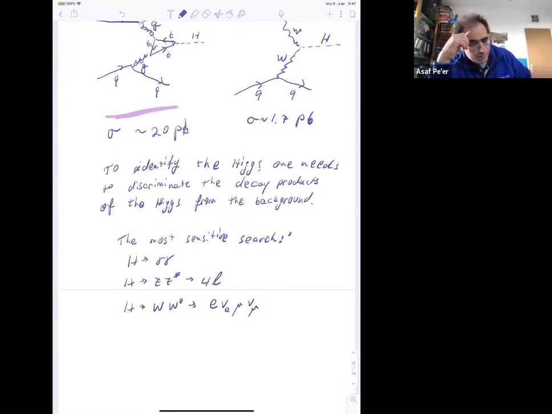Now the branching ratios of all this are very low. It's only a few percent. But the background noise is minimal. So that's why it's being looked at.